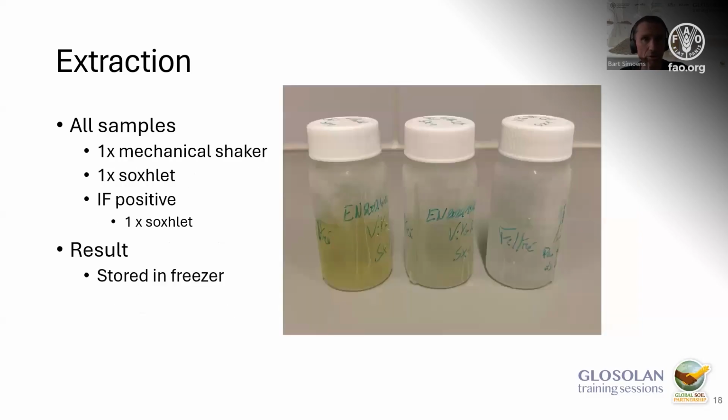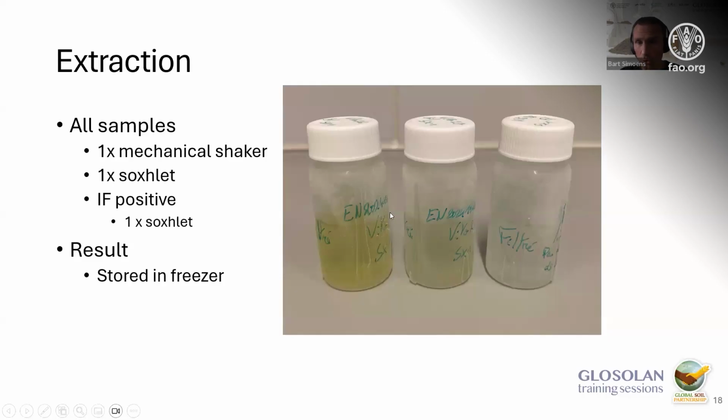And this is the result. As I already said, and as it's on the slide, for each of the samples, we did one mechanical shaker extraction and one Soxhlet extraction. Then we launched the analysis. If we found something, as a confirmation of the positive indication, and also for the amount of explosive that we detected, we did another Soxhlet extraction. So for all the positive samples, at least 2 Soxhlet and 1 mechanical shaker extraction have been performed. For those that gave a negative result, only 1 of each has been performed.